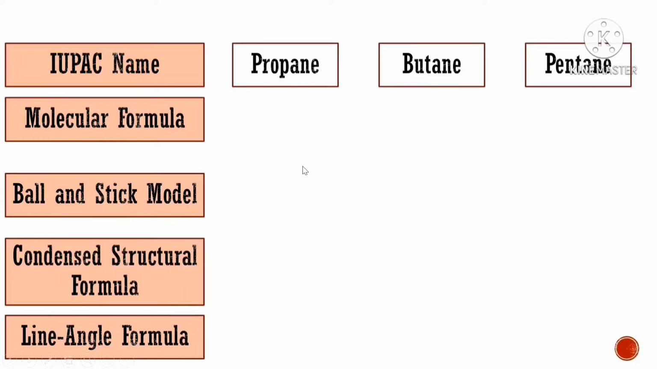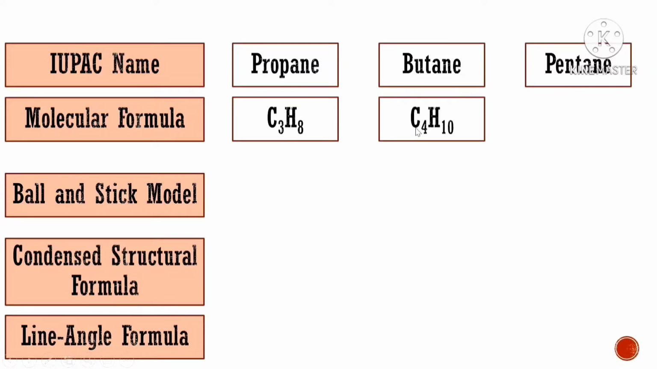Before we begin studying the nomenclature of these hydrocarbons, let us first take a look at these representations. We have propane, butane, and pentane. First, let us take a look at the molecular formula. This tells us the number of atoms of each of the elements present in a molecule. For propane, there are 3 carbon atoms and 8 hydrogen atoms. For butane, there are 4 carbon atoms and 10 hydrogen atoms. And for pentane, there are 5 carbon atoms and 12 hydrogen atoms.